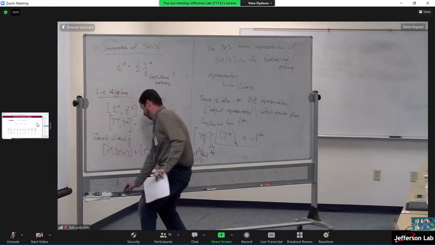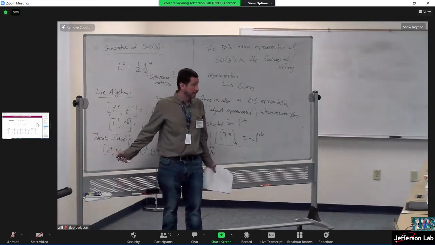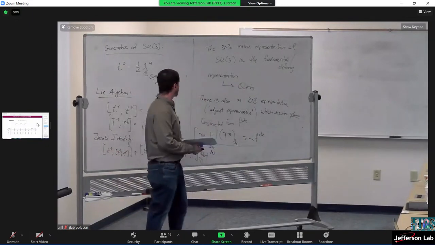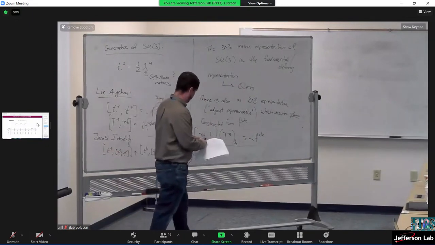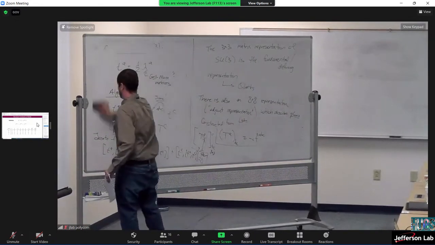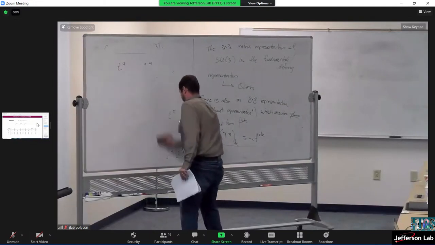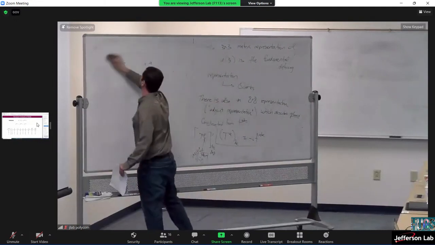Okay, so this is important. 2 different representations. There's actually a lot of representations of SU3, but these are the most important ones. These are the representations that correspond to quarks and gluons. Okay, now let's try and unpack the structure of this group a little bit more.